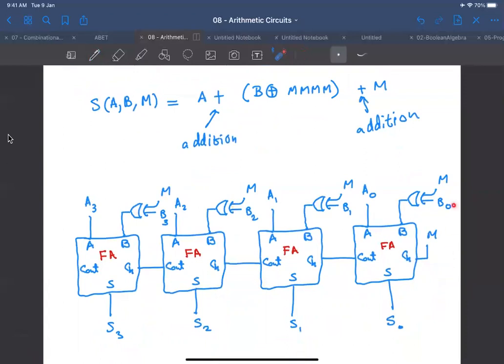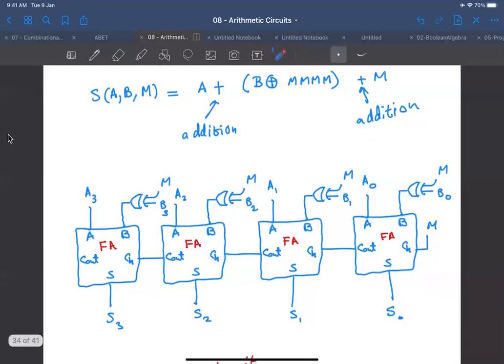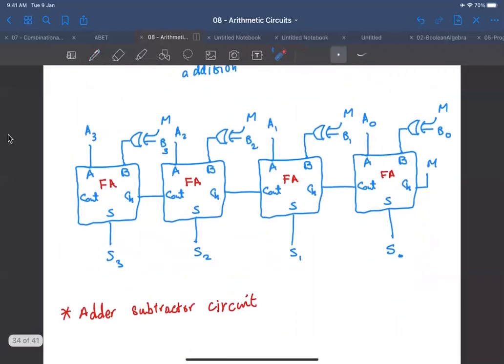So this is an adder-subtractor circuit. This one here is a ripple carry adder. We have extended its functionality by including these XOR gates for B to either generate B or B complement. And also we have extended its function by inputting M instead of just a 0 in the carry in. All right, no questions. I'm going to continue the discussion. So this is, again, an adder-subtractor circuit.